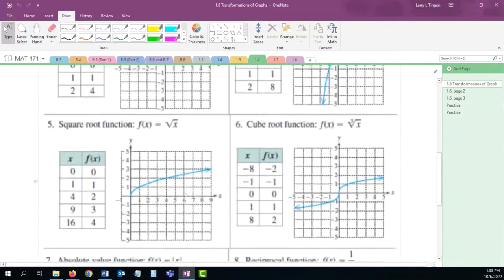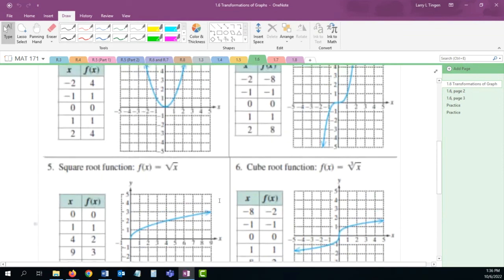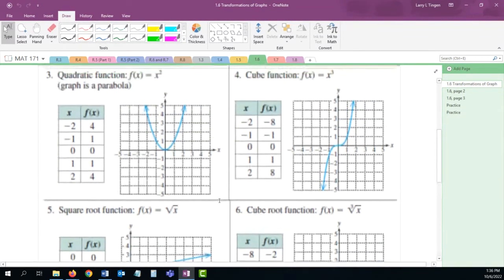All right. The square root function is one of the slowest growing functions. It is increasing, but it just does it very slowly. The square root of 1 is 1, of 4 is 2, of 9 is 3, of 16 is 4. See how x is rising quickly and y is not rising as fast. So that's why you have slow growth.